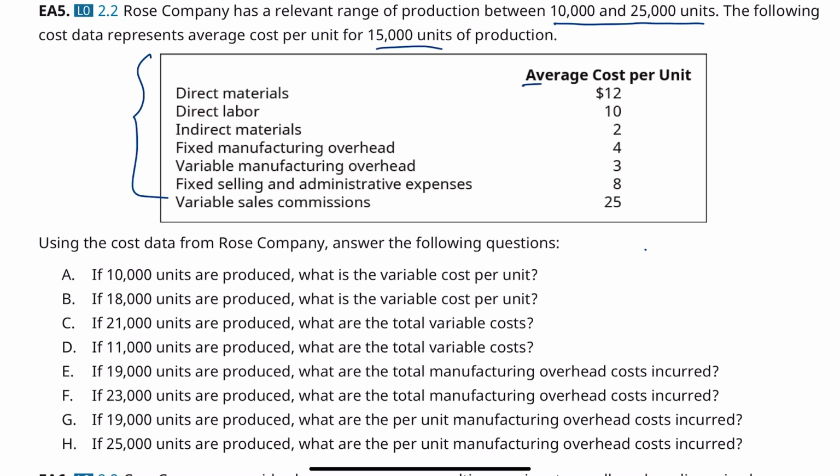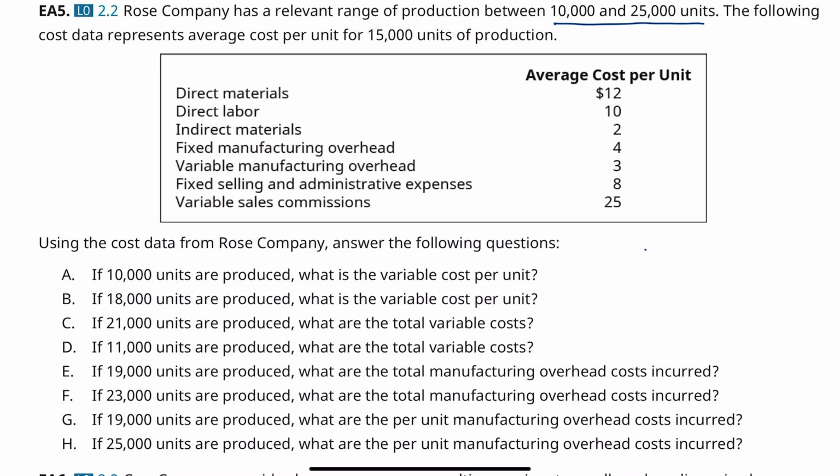So what they have done is they have given us average cost per unit. They've calculated and given it to us. But this is all about 15,000 units of production. So first, before we move into it, let's understand which of these costs are variable costs and which are the fixed costs, and we need to deal with each separately.